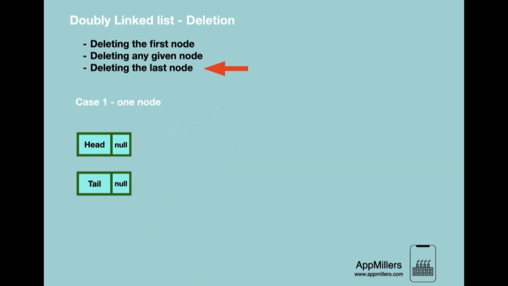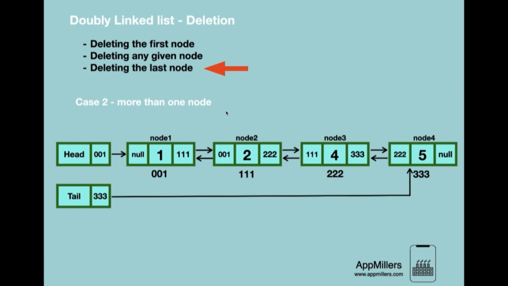Now the next case is we have more than one node in our double linked list. So in this case, if you want to delete node 4 from here, so this is the last node, the first step that we are going to do, we need to change the tail reference to point to the node that is before the last node. So in this case, if we set tail reference to the tail previous value, we can create a link between tail and the node that is before the last node.